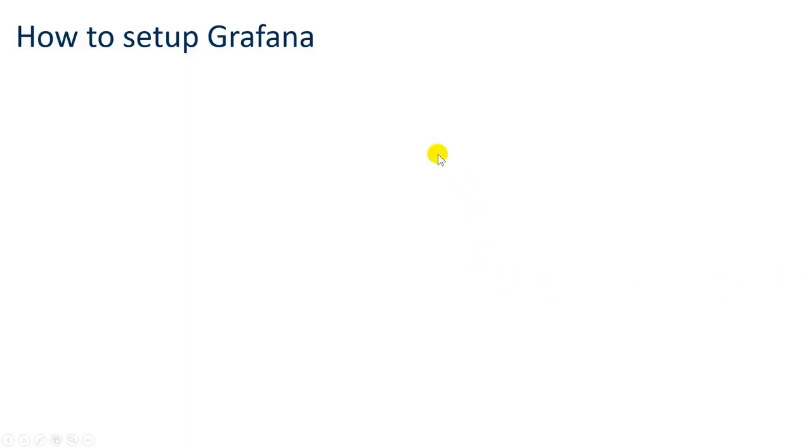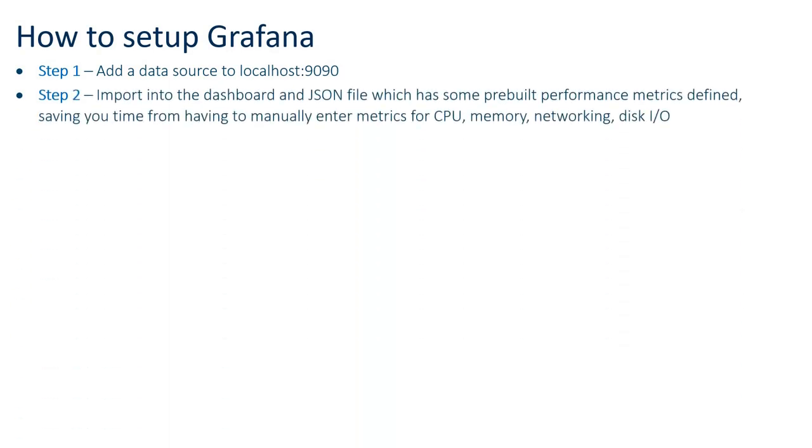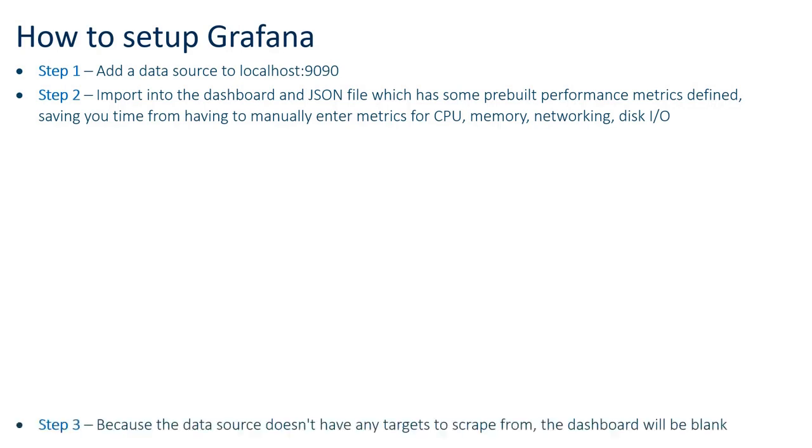So there's a couple things we need to do to set up Grafana. One of those things is to add a data source to localhost 9090. What that really means is that Grafana needs to get its graph information from Prometheus, and so that's what that step does. Step 2 is we need to import this pre-built dashboard that we constructed. It has some basic metrics built in to save you some trouble: CPU, memory, networking, etc. So we'll just import this JSON file. It's part of the repo. You'll see it as part of the download.